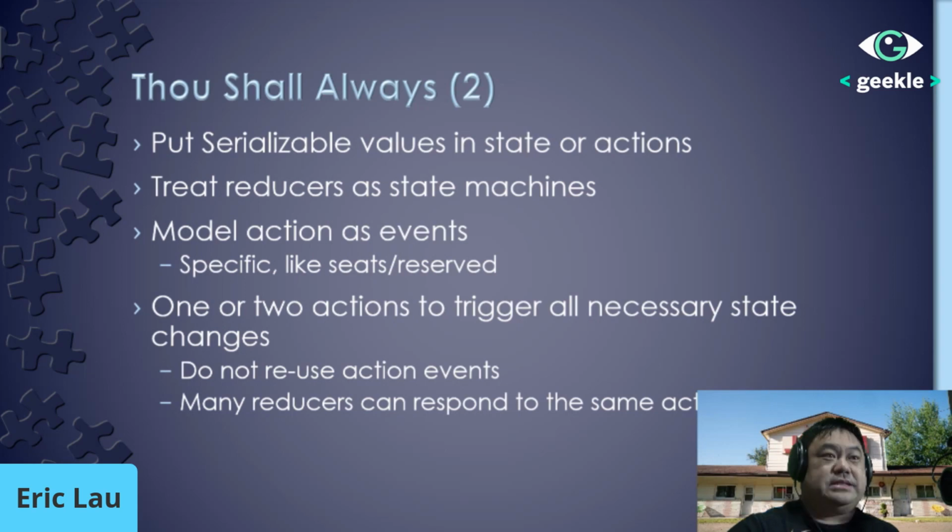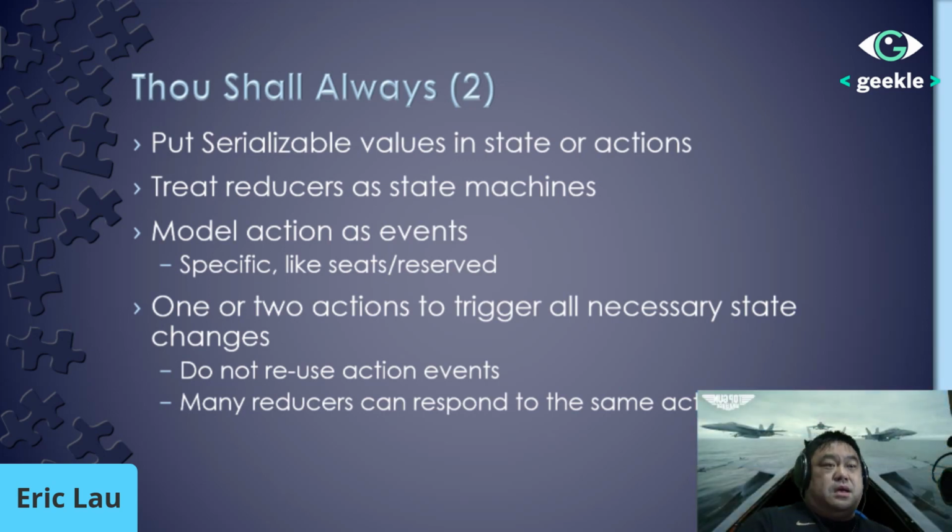The other one is to put serializable values in state and actions. For example, you don't want to put something that you couldn't put into plain JSON. You are aiming for the values in state and actions to be able to serialize to plain JSON. Treat reducers as state machines.